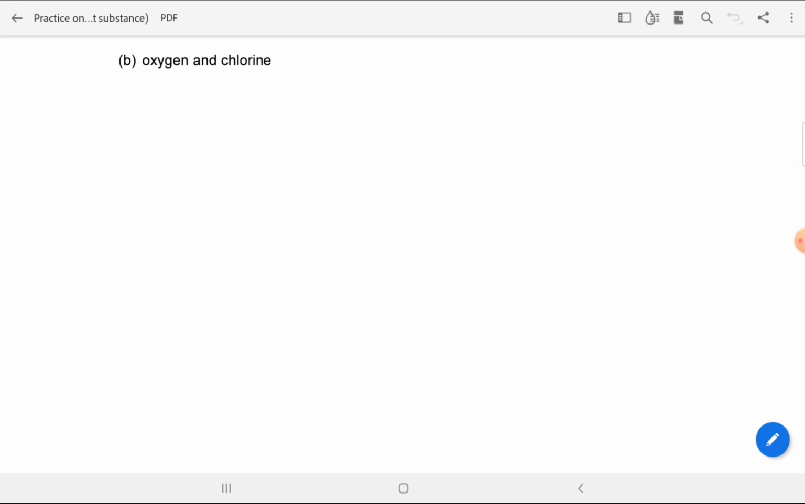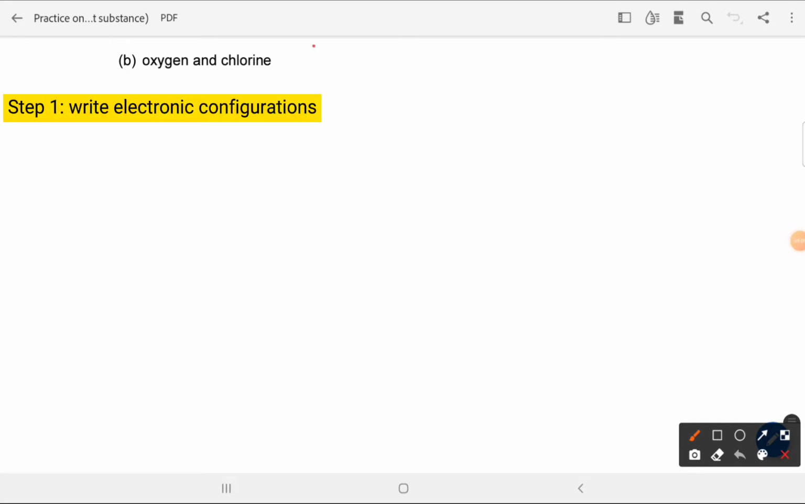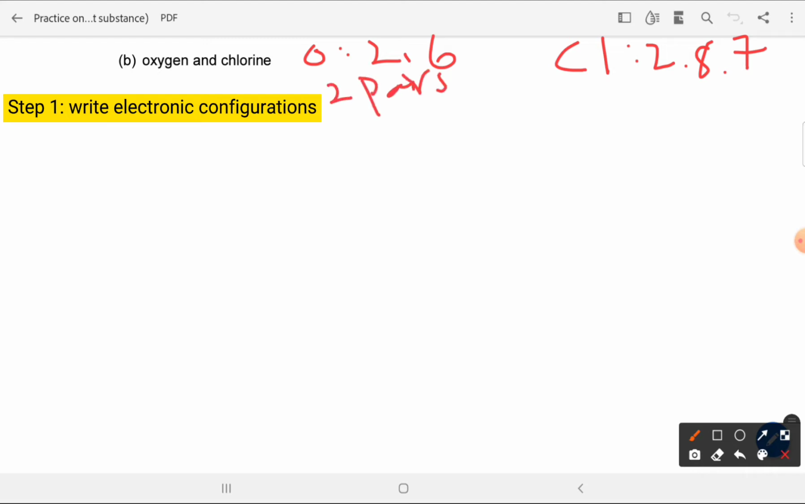Let's look at the second example, oxygen and chlorine. So again, first step, write down the electronic configuration. For oxygen, it is 2, 6. How about for chlorine? 2, 8, 7. So what it means is that oxygen is short of 2 electrons, so it needs to share 2 pairs of electrons. Chlorine needs to share 1 pair of electrons.